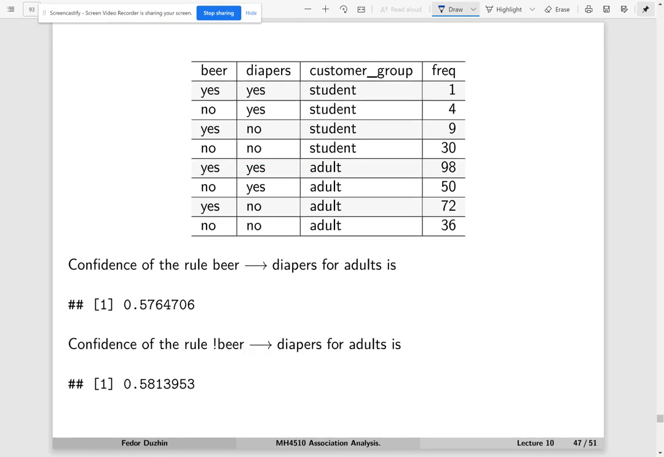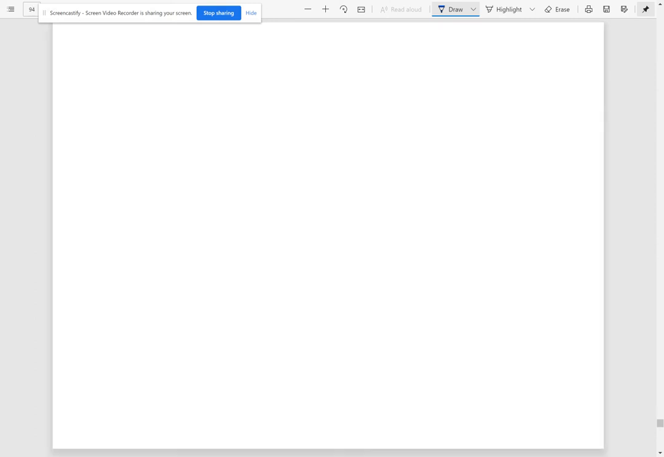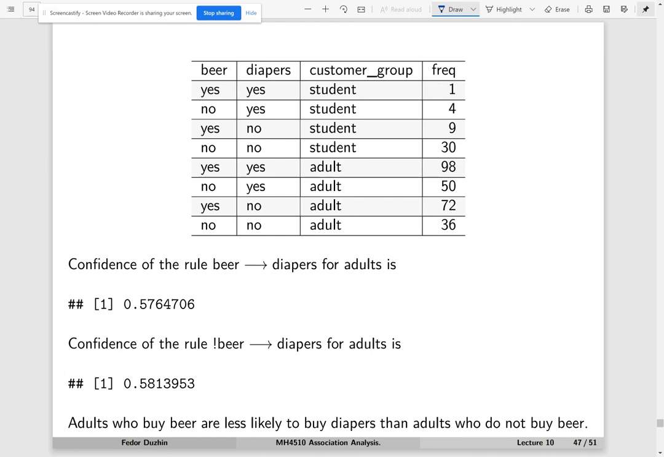Now the confidence of the rule no beer implies diapers. No beer and diapers, 50, divided by 50 plus no beer and no diapers, 36. And it is this number. Again, the second number is bigger than the first number. So it seems that adults who buy beer are less likely to buy diapers than adults who do not buy beer.